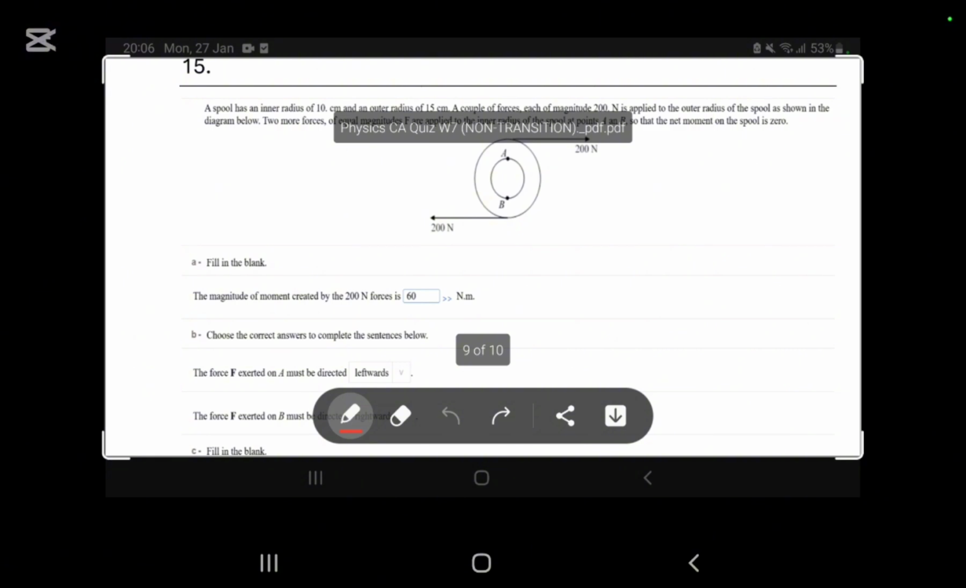As we said, the big circle's radius is 15. So this is 15, and this is another 15. Together that's 30. And as I've said before, for couple forces, it's the magnitude, 200, times the distance between them, which is 30 centimeters. But since they want it in meters, 0.3, which will give us 60.